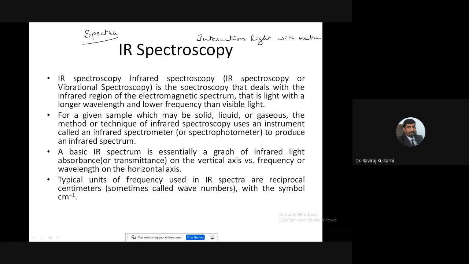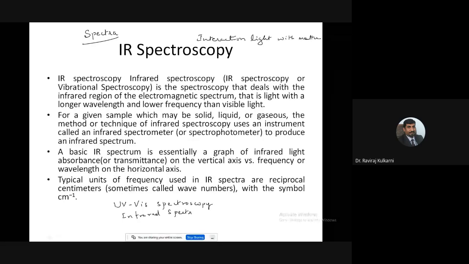What is the electromagnetic spectrum? It starts from gamma rays, X-rays, vacuum ultraviolet, ultraviolet, visible, infrared, millimeter waves, microwaves, and radio waves. That is the entire electromagnetic spectrum. For your syllabus we have UV visible spectroscopy and infrared spectroscopy. Usually we use these two for characterization of nanoparticles.